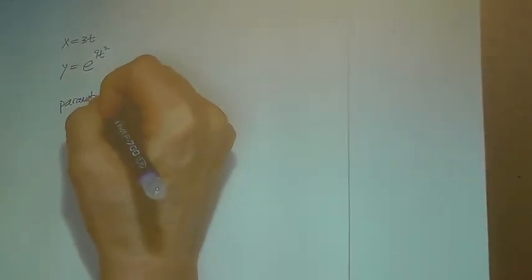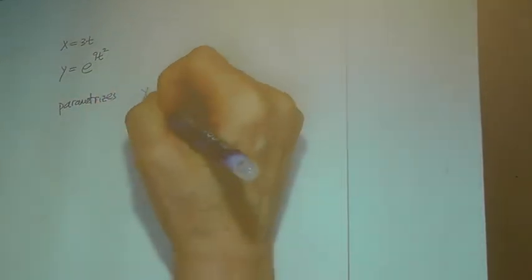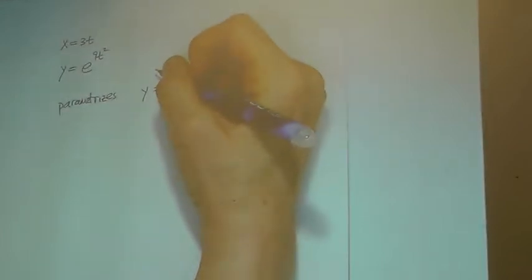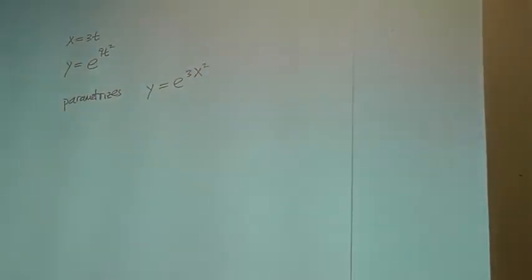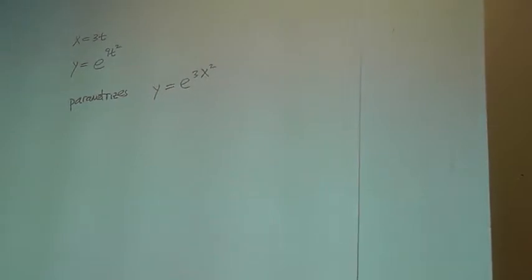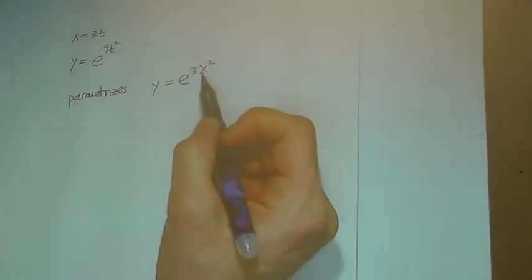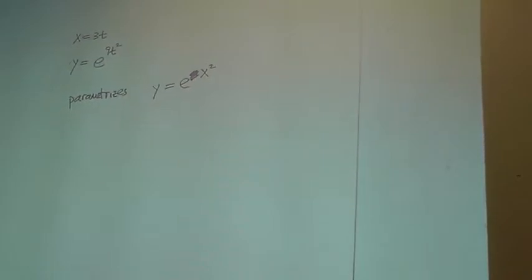So this parametrizes along the curve y is e to the x squared. Is it 3x squared or 9x squared? Simply y equals e to the x squared, not 3x squared, because when I square this, I get that.